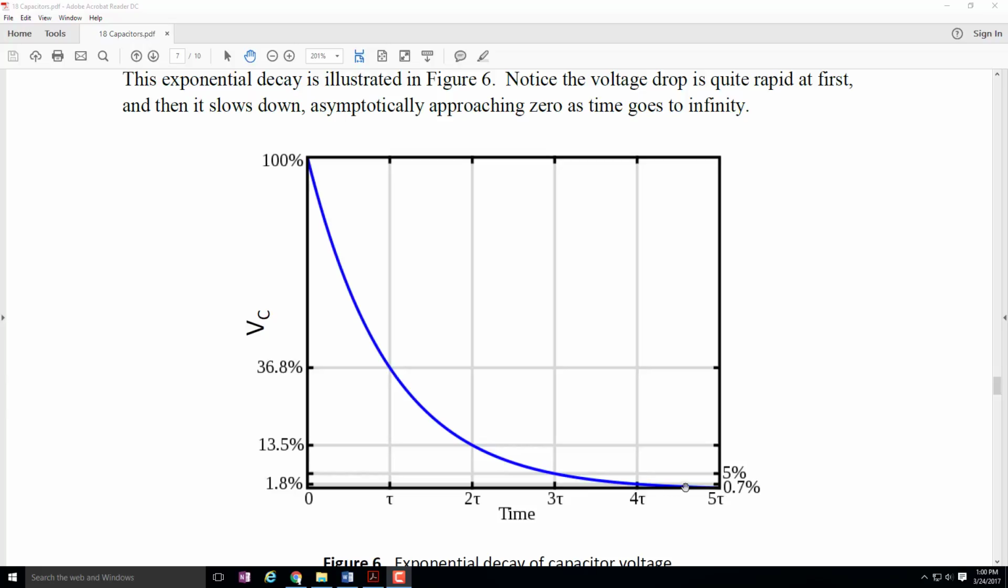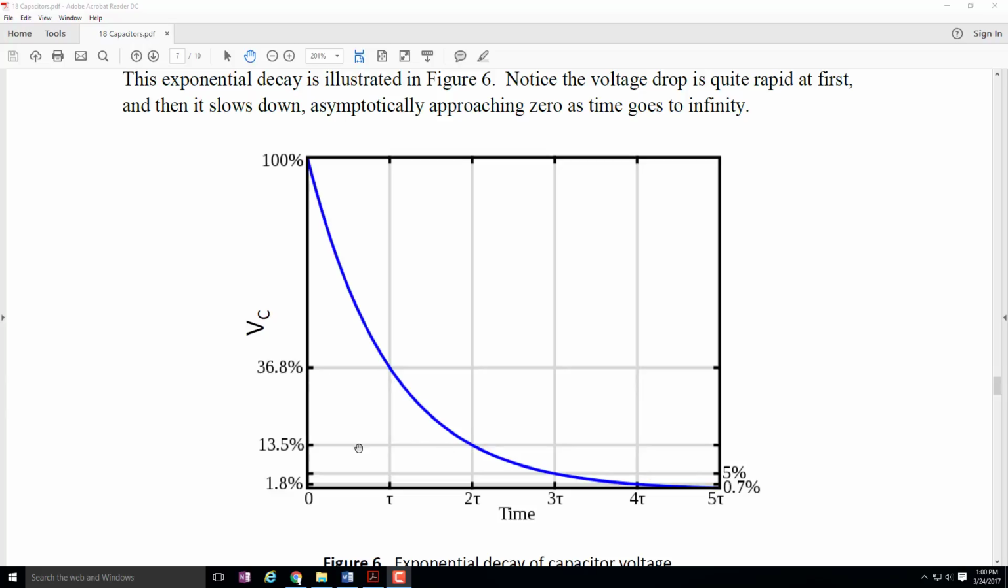And it kind of looks like it hits 0 down here at the right-hand side. It never actually reaches all the way to 0. It will slowly decay, but the rate of decay will itself get slower and slower, so it will asymptotically approach 0. But after a certain amount of time, and that time we're going to call tau, we're down to about 37%, 36.8% of the original voltage.